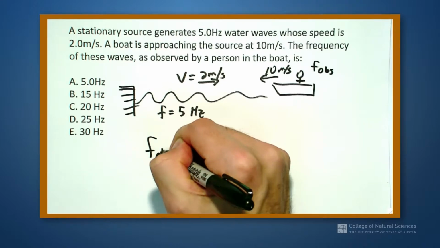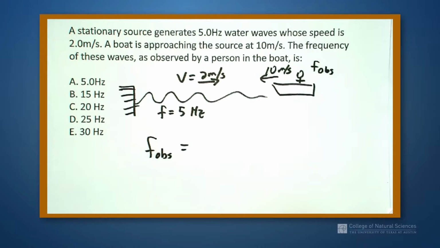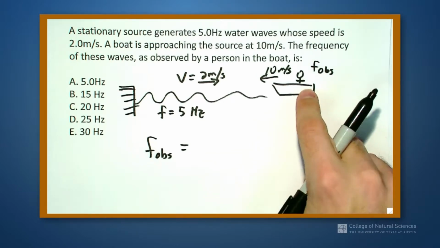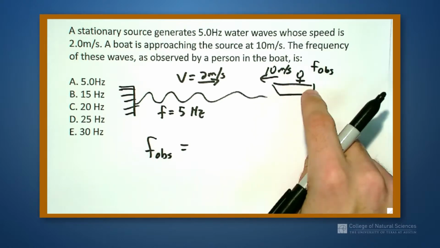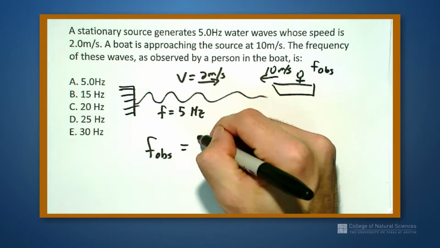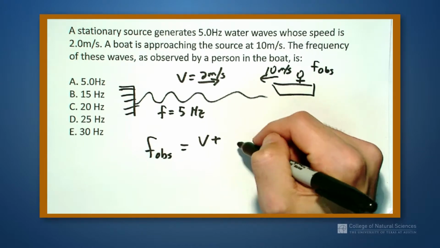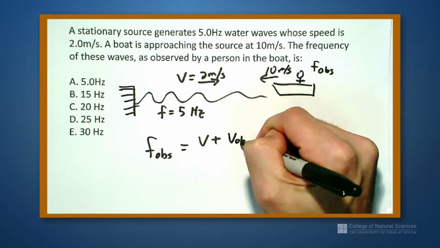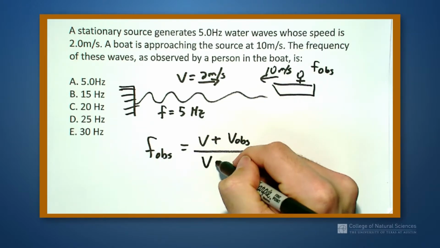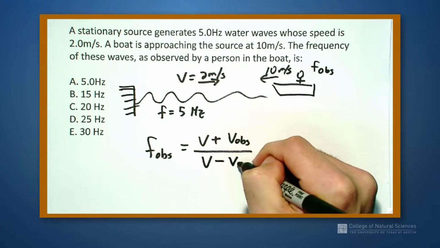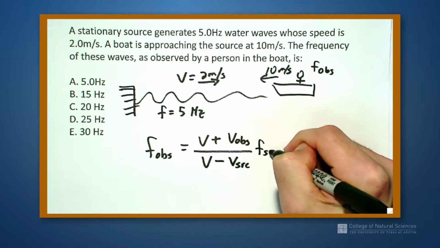Well, I know that this is really a Doppler effect problem, because I'm going to hit these waves. They're going to hit me at 2 meters per second if I'm stationary, but if I'm moving towards it, I'm going to hit them faster. So that's going to be the velocity of my wave plus the velocity of my observer, the person in the boat, divided by the velocity of the wave minus the velocity of the source, times the frequency of the source.